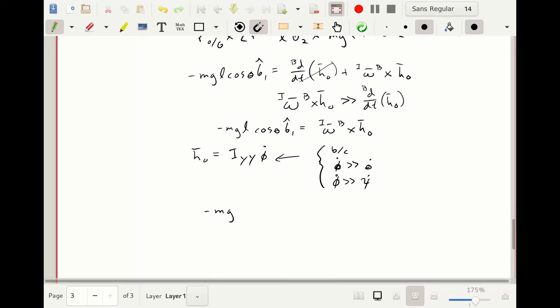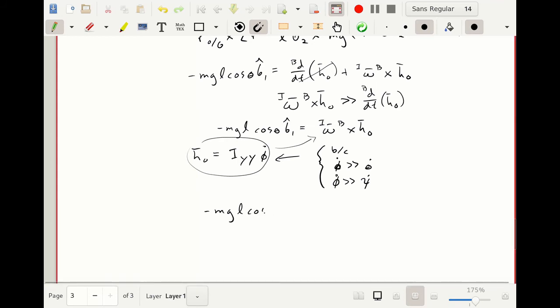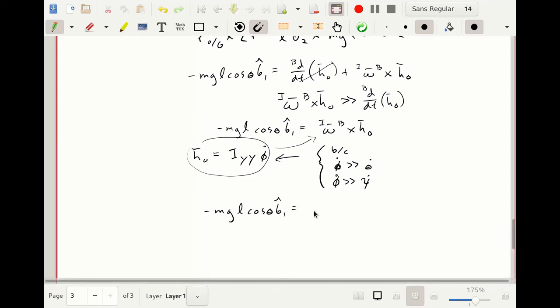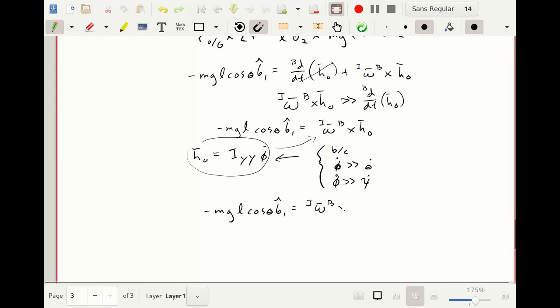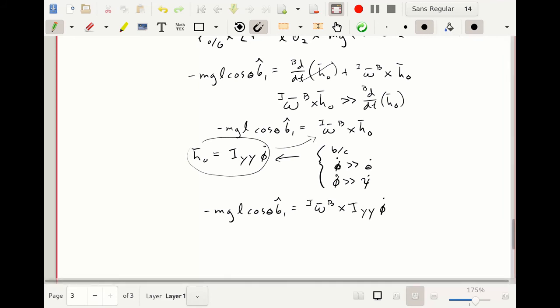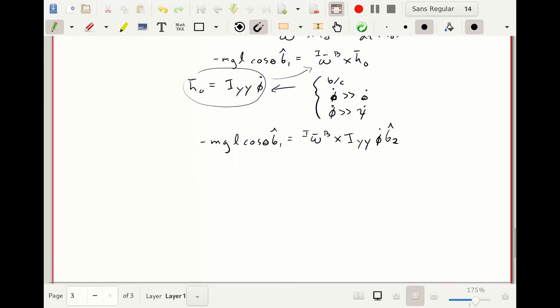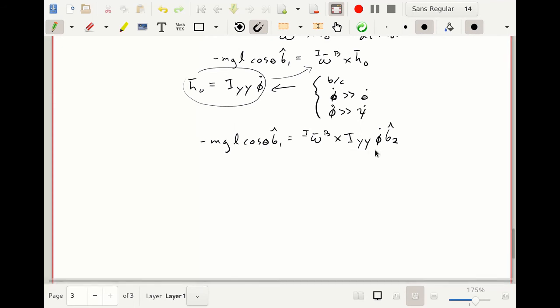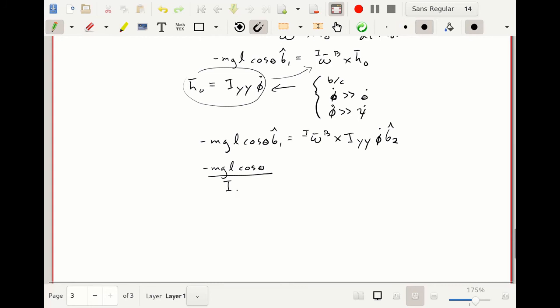Now I can plug this in for omega for that H0. And I have MGL cosine theta B1 equals omega B with respect to the inertial frame, times IYY phi dot B2. And if I pull over that IYY phi dot, because that's just a scalar term, I have a negative MGL cosine theta over IYY phi dot times B1.